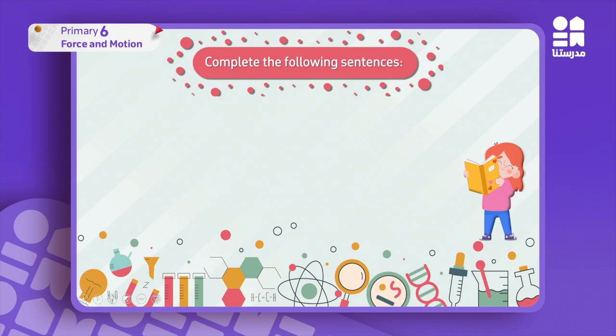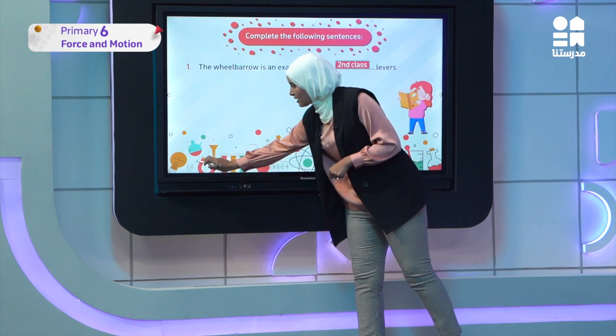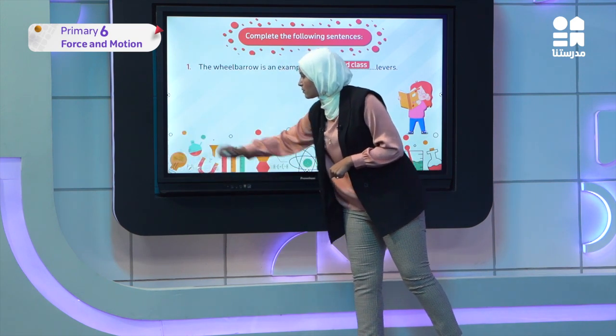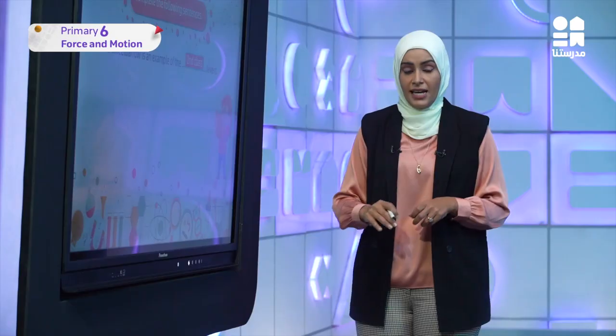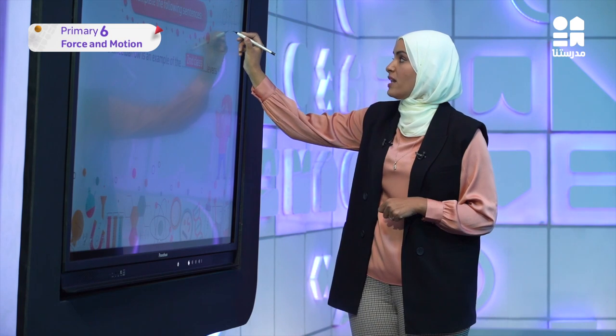Let's move to complete the following sentences. The wheelbarrow is an example of the space lever. The wheelbarrow is held by a person, the effort force, and at the very end is the fulcrum, and in the middle the resistance. If you write your keys, you can solve it easily. Let's write our keys O R F. Whenever we have the resistance in between, it's a second class lever.